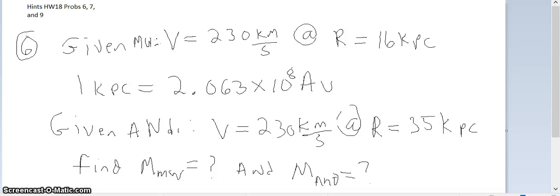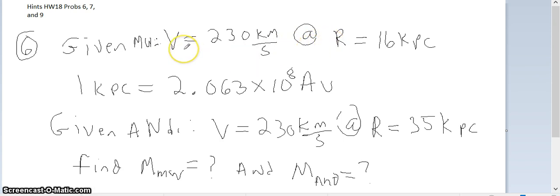All right, so these are the hints for homework 18 problems 6, 7, and 9. Starting with problem 6, you're given some information. We're given the information for the Milky Way across the top row.